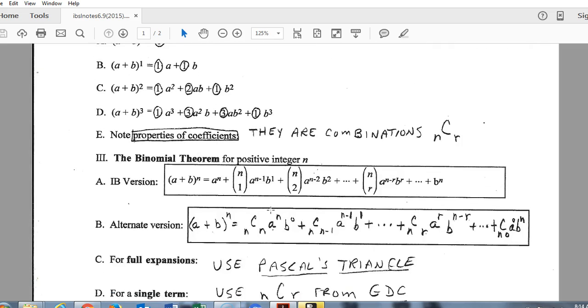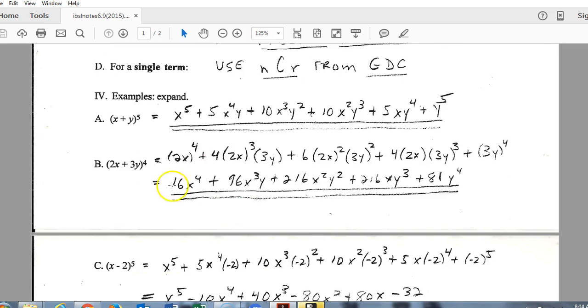If you were asked to expand x plus y to the fifth power, one way of doing that would be to multiply x plus y times itself 5 times. But that would take a really lengthy process of distribution in order to come out with the result that you see here. That would take a long time.